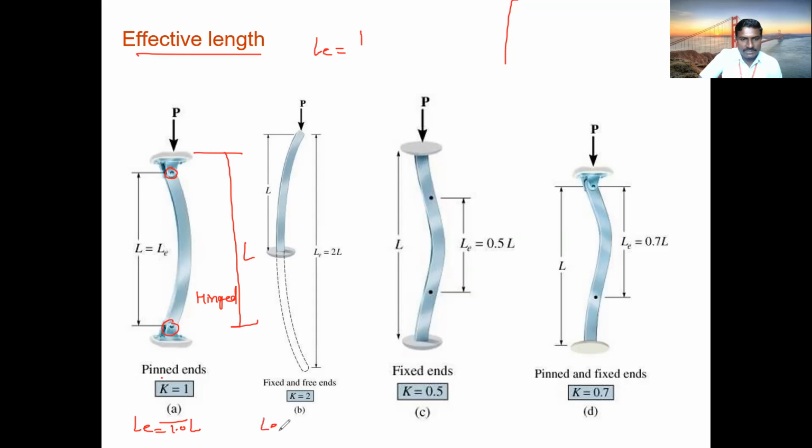Here second: this is fixed, one end fixed and the other end free. So L effective in this case is equal to 2L. Third condition, L effective, we have to calculate for both ends fixed. So for fixed ends, this is, I think, wrong. This is 0.65. This is wrong. 0.65 L.